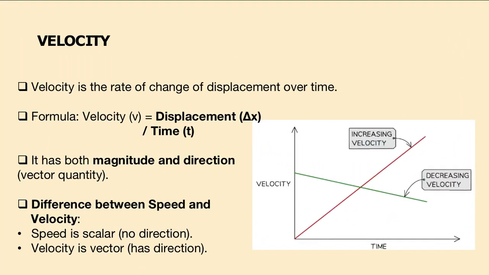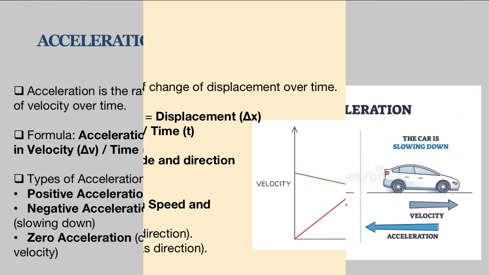Next, we have velocity. Velocity is the rate of change of displacement with respect to time. The formula for velocity is velocity equals displacement divided by time. Unlike speed, which only tells us how fast something is moving, velocity also includes direction. For example, if a car moves 60 km per hour east, that's velocity. If it moves 60 km per hour but changes direction, its velocity also changes.